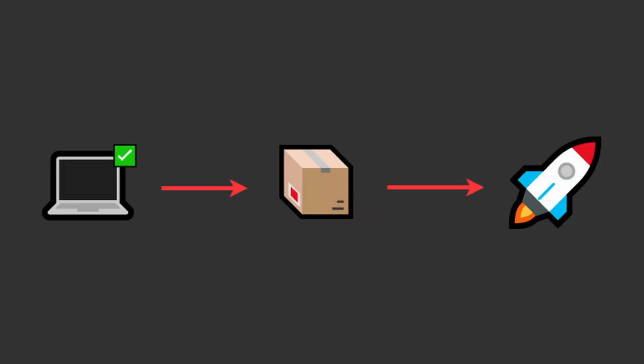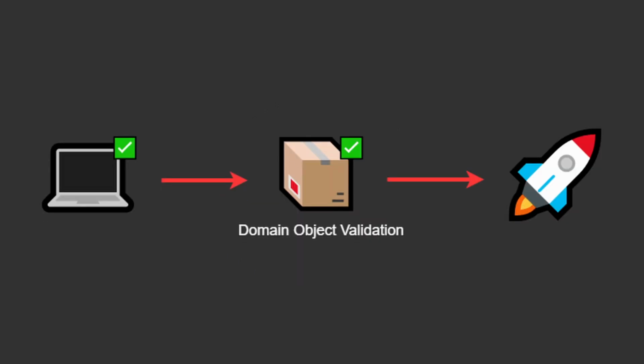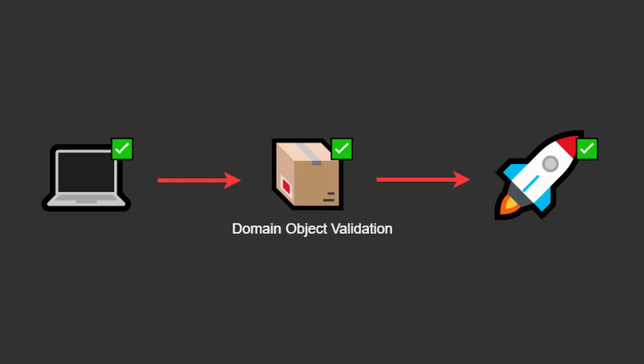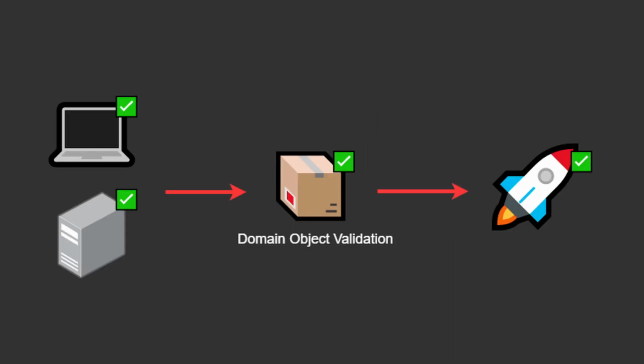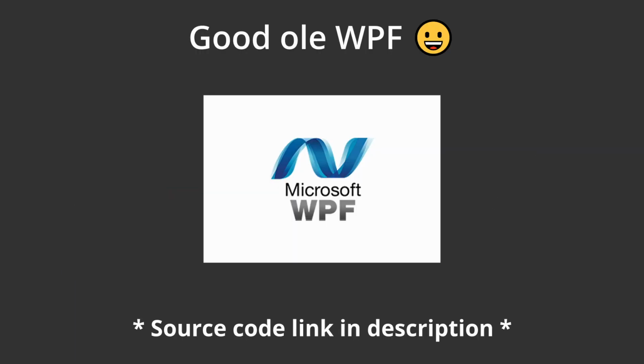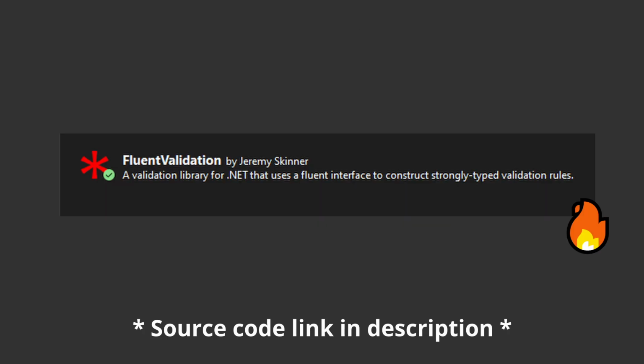And then with our data already validated, we can leverage a domain object, which implicitly enforces validation by ensuring that all the data within the domain object is already valid and stays valid. So this concept could really be applied to any application that takes in data, but let's see this in a front-end WPF application, and we'll use the mighty Fluent Validation package to fluently express and enforce our validation logic.